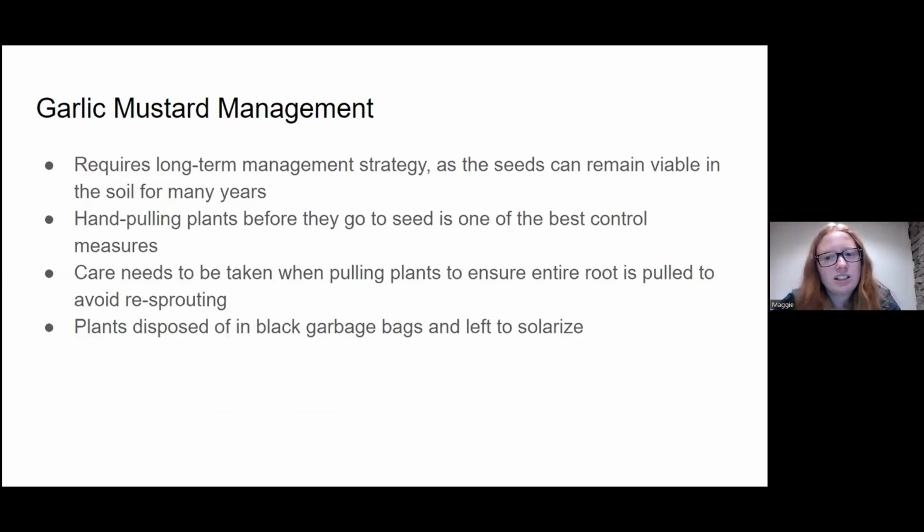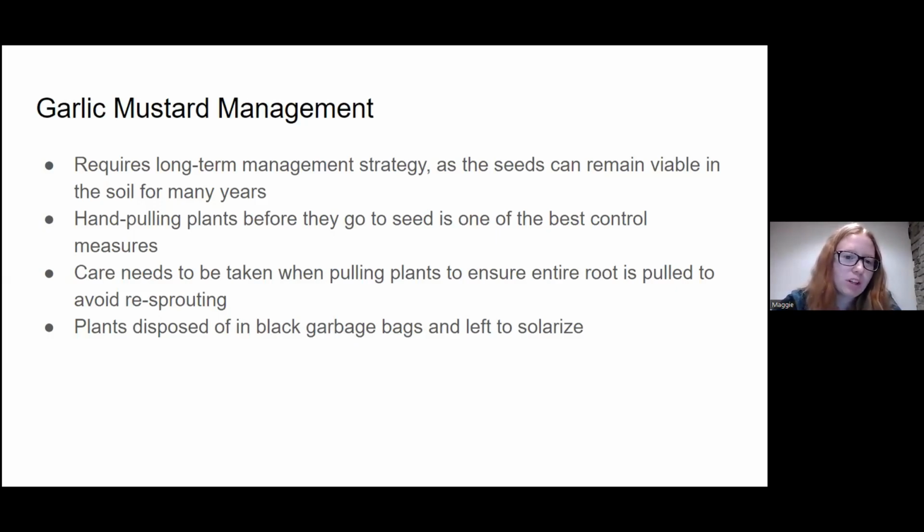Because the seeds can remain in the soil for many years, it makes it a little bit difficult to manage garlic mustard. I believe it's around 7 years that the seeds can remain viable. So it really takes a long-term strategy to manage it. It's not something that you can just pull and then it's gone completely. There may always be garlic mustard that sprouts up.